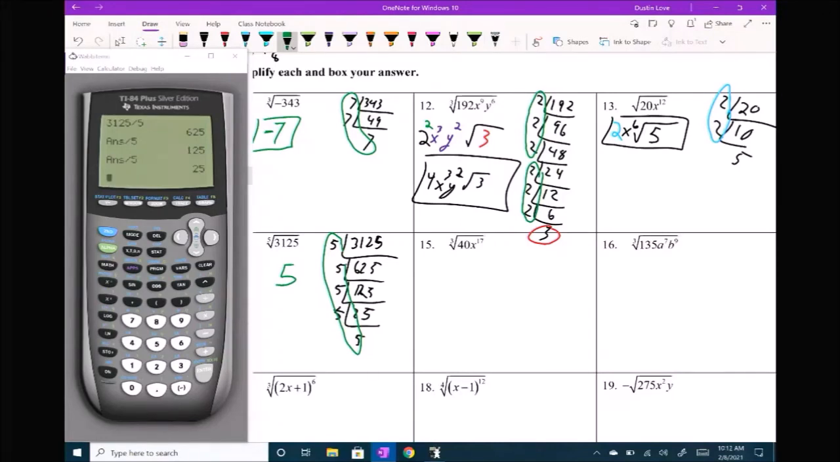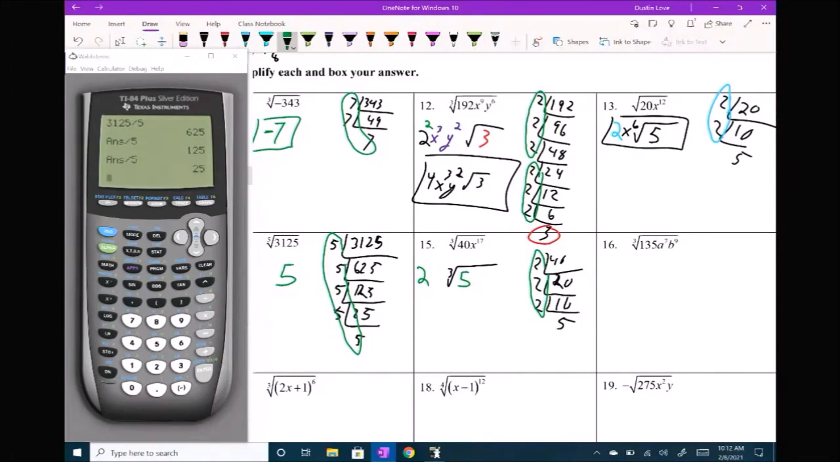Okay, number 15, cubed root of 40x to the 17th. Let's do the 40 first. 2 will go in 20 times. 2 will go in 10 times. And then 2 will go in 5 times. 5 is prime, so I'm done with it. So we circle groups of 3. So I've got a 2 on the outside, and then a 5 remains on the inside.